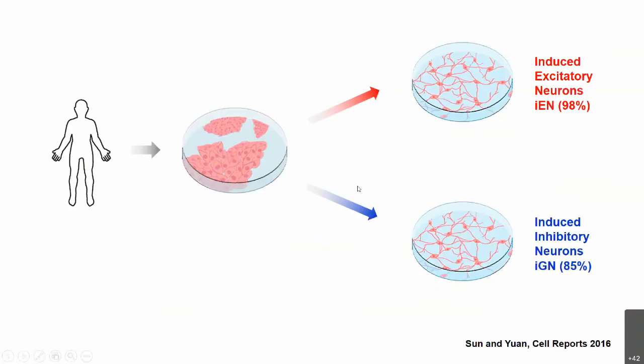Essentially I came up with two genetic material sets that, upon overexpression in pluripotent stem cells, ES cells or iPS cells, will take them either to excitatory neurons or inhibitory neurons, the two principal neurons of our cortex. We call that iEN, which stands for induced excitatory neuron, and iIN, for induced inhibitory neuron.